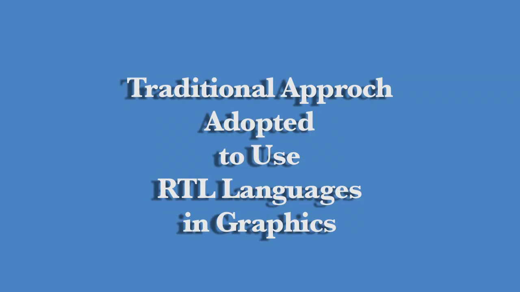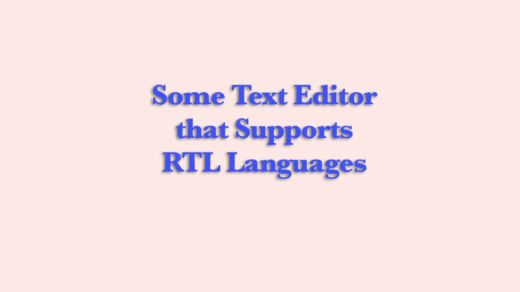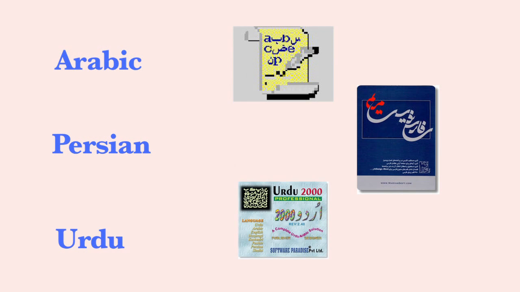But before we begin, let me discuss the traditional method that is being used to use right to left languages in the graphic world. So traditionally we use a right to left text editor. For example, in Arabic we use an Arabic editor, for Persian users use Mariam Naviz, and Urdu users use InPage, etc.